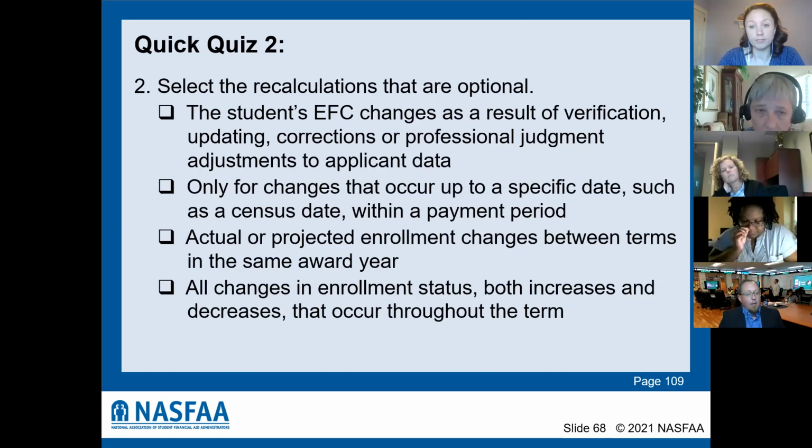All right, moving on to our next question. Select the recalculations that are optional. A: the student's EFC changes as a result of verification, updating, correction of professional judgment, adjustments to applicant data. B: only for changes that occur up to a specific date, such as a census date within a payment period. C: actual or projected enrollment changes between terms in the same award year. D: all changes in enrollment status, both increase and decrease, that occur throughout the semester.